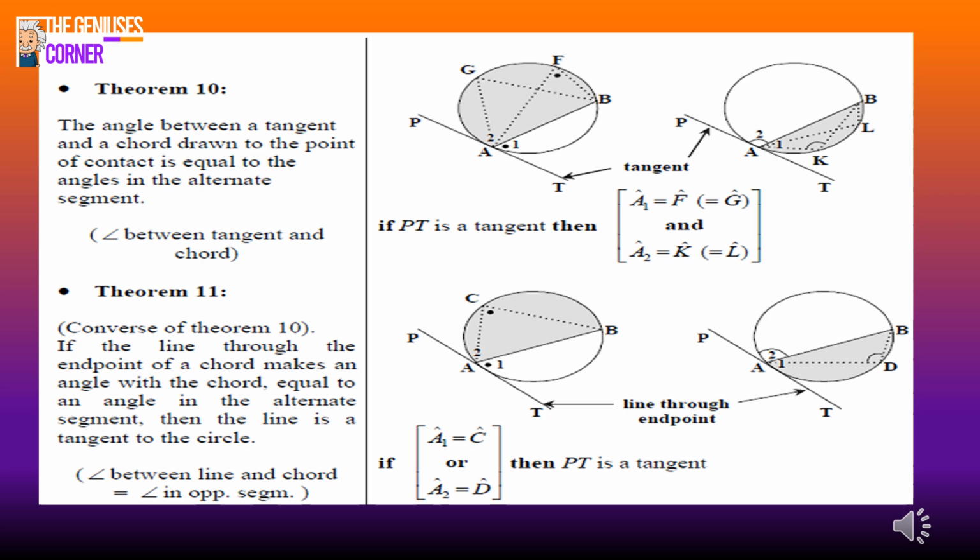Now, if we take a look at the first circle that we have there, we have tangent PT, and it also has a chord which is AB. Now, take a look at angle A1. A1 is an angle that is between a tangent and that chord AB. Now, if you look at the angle subtended by the very same chord, which is AB, it will be angle F, which is at the top there. So as a result, we see that angle A1 is equal to angle F.